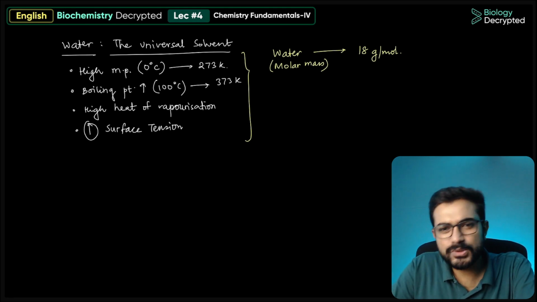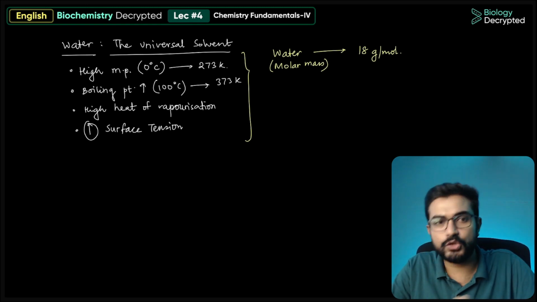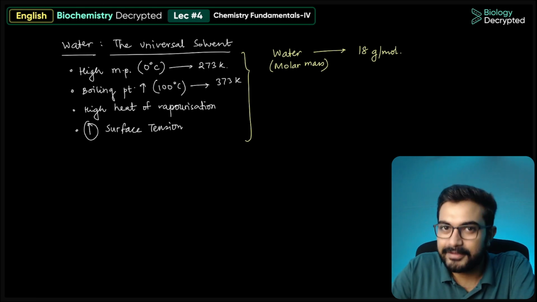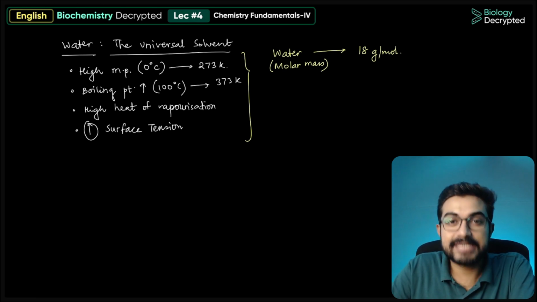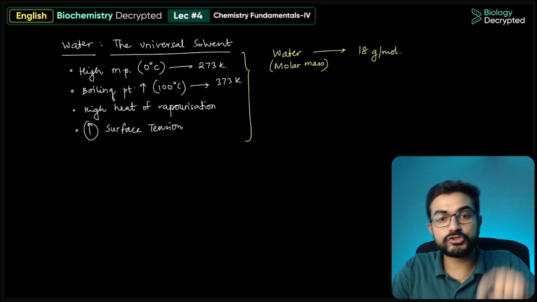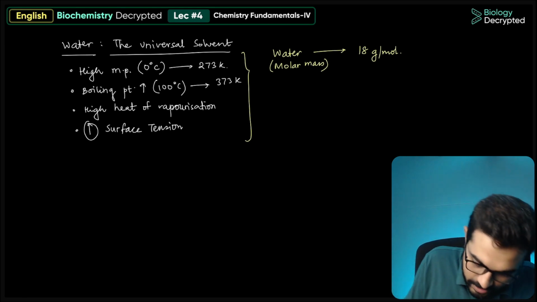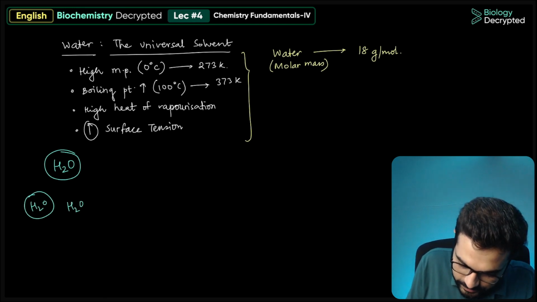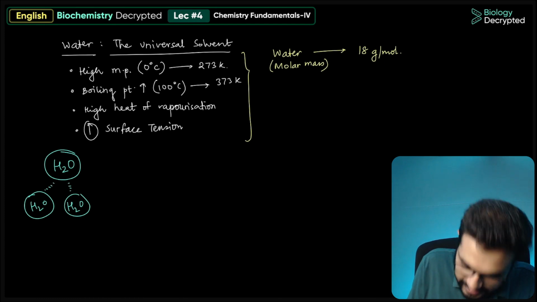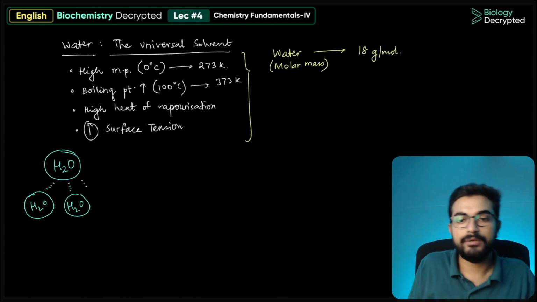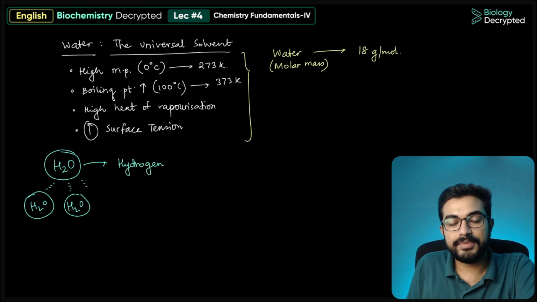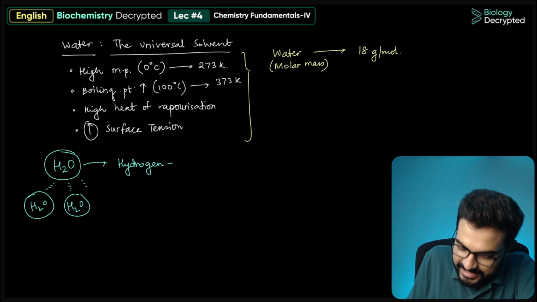So what actually is the reason behind so many unique properties? Well, the answer lies in bonding. The bonding which is shown by water is extensive hydrogen bonding. And this hydrogen bonding is responsible for almost all of the properties shown here. So in H2O or water, there are many water molecules surrounding, and there will be hydrogen bonds being formed, and the main reason behind such amazing properties is hydrogen bonding.